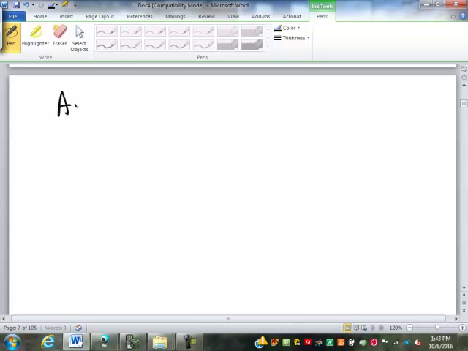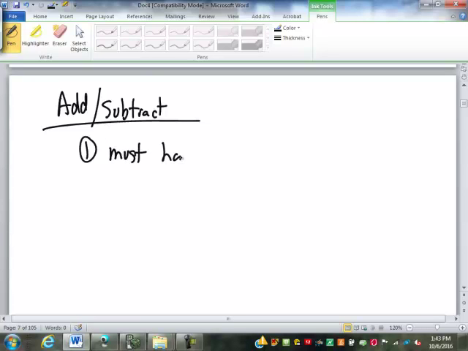Remember when we add or subtract, two requirements. Requirement number one, two conditions. Requirement number one is we must have the same name. For whole numbers, we must be comparing inches to inches or feet to feet or pounds to pounds. For fractions, it was a common denominator for adding and subtracting.